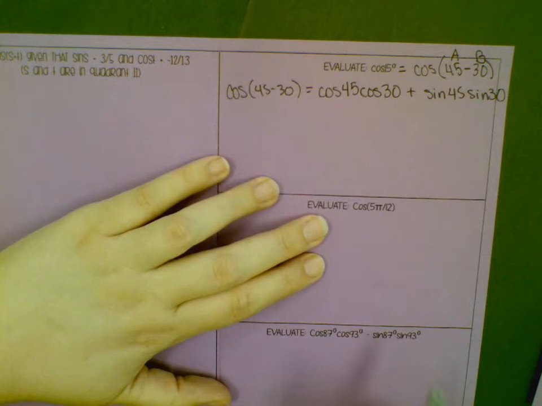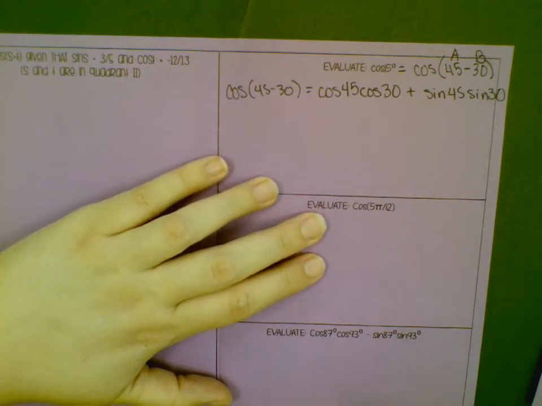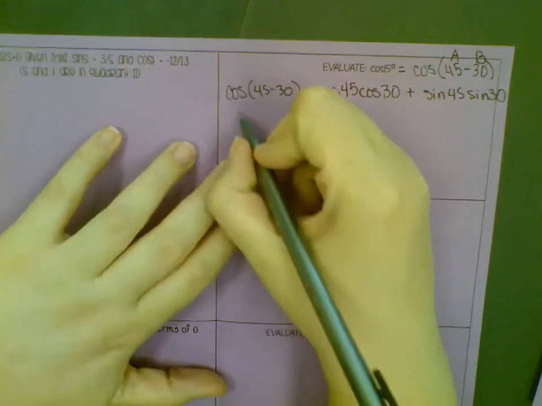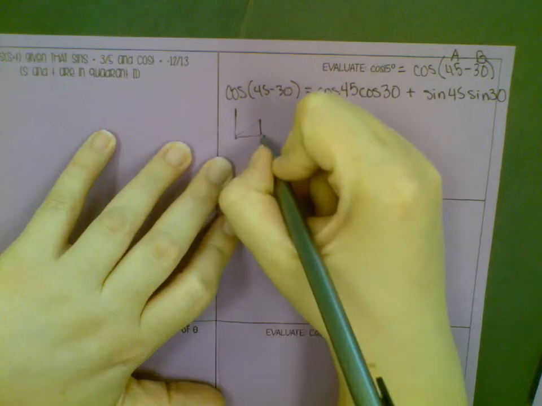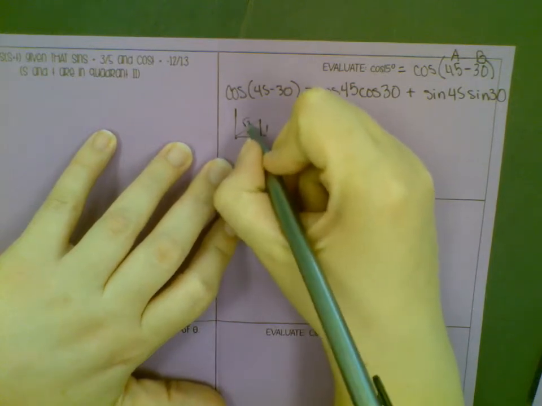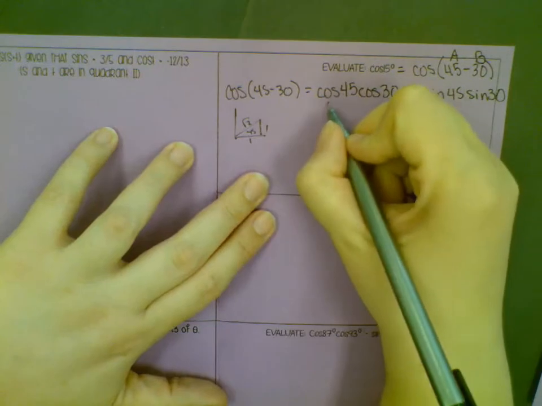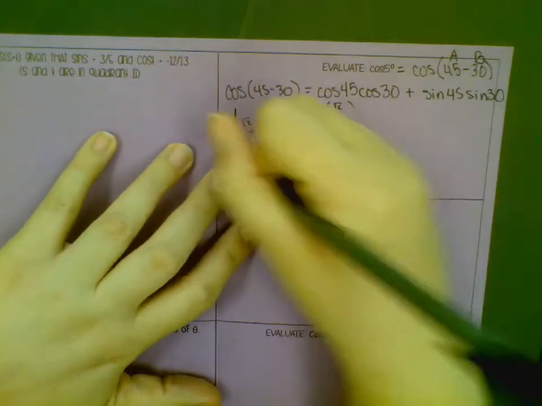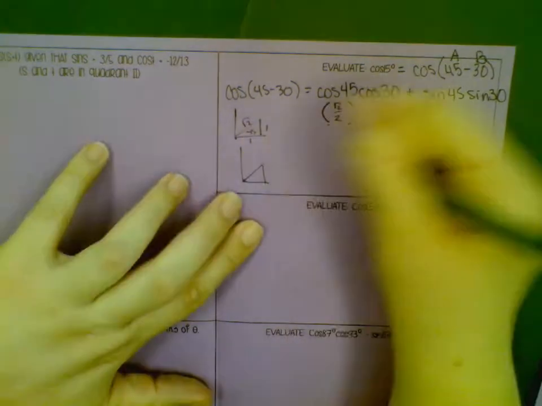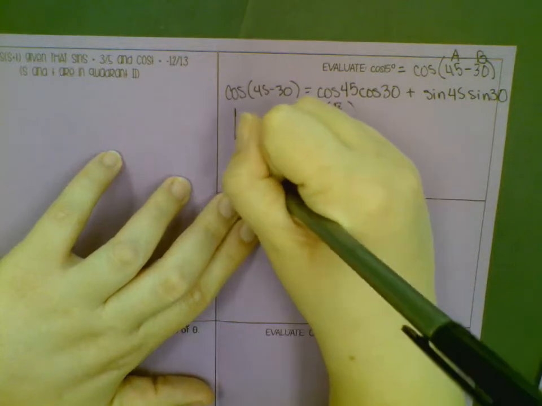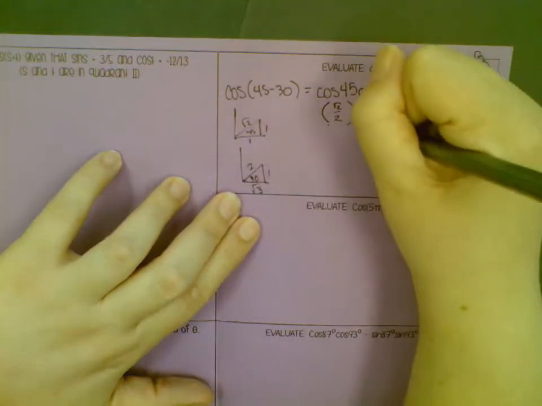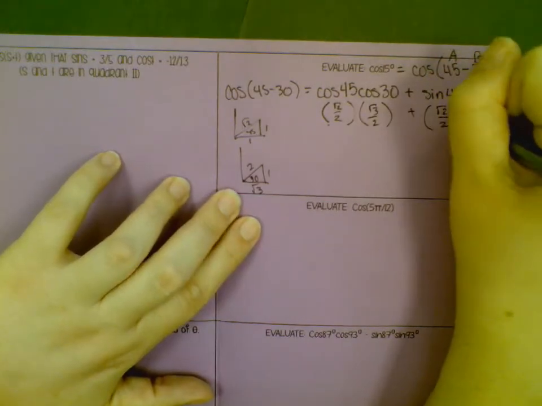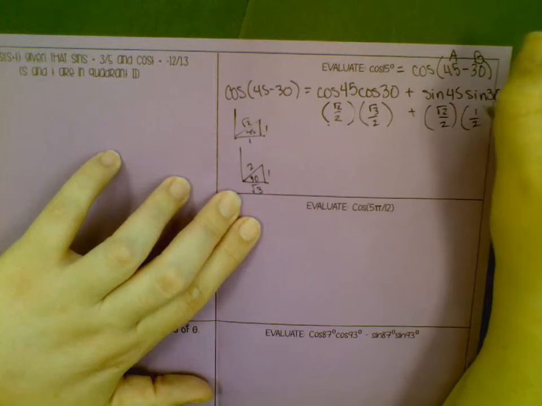So we just plug our values in and then we just find what their values are. So the cosine of 45, that should be one that we have memorized. If not, you can draw your 45 triangle and find your values from there. So the cosine of 45 is root 2 over 2. The cosine of 30, we can draw our triangle for 30. The cosine of that is root 3 over 2. The sine of 45 is root 2 over 2. And the sine of 30 is 1/2.